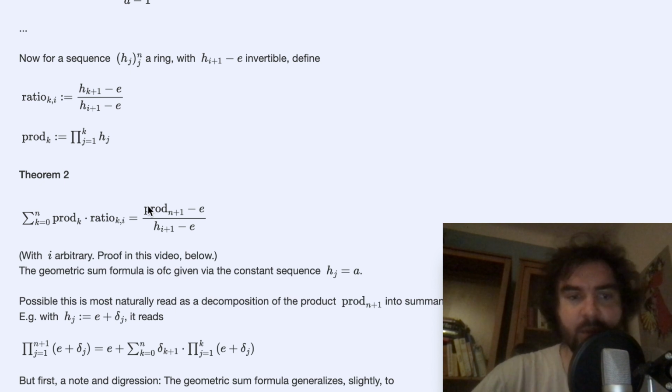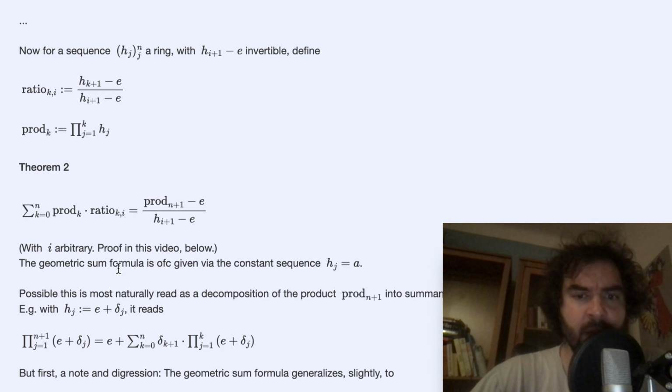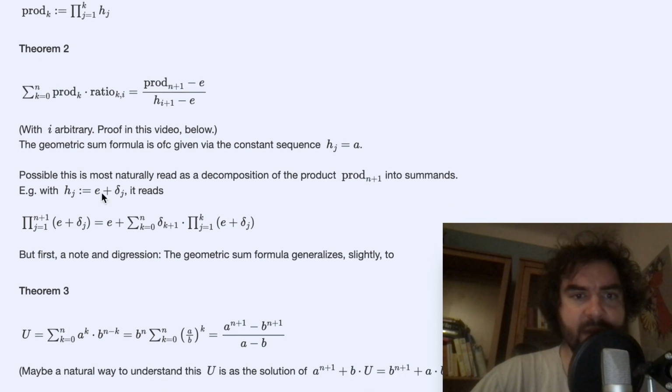We could also write 1 minus the product divided by 1 minus this term. Okay, so this is the theorem, and we're going to prove it. Maybe it's natural to get rid of all these negative signs and bring everything to the other side, and see this as a formula of taking this general product and breaking it apart into summand terms.